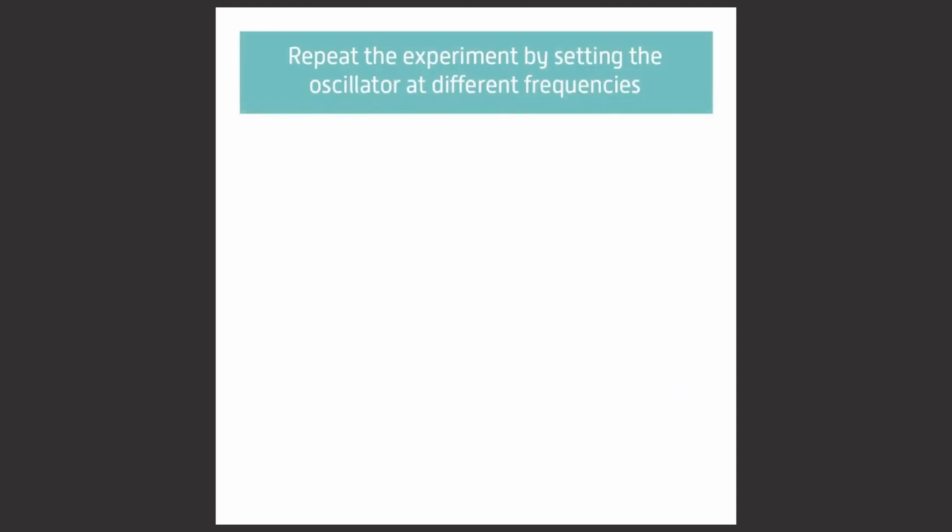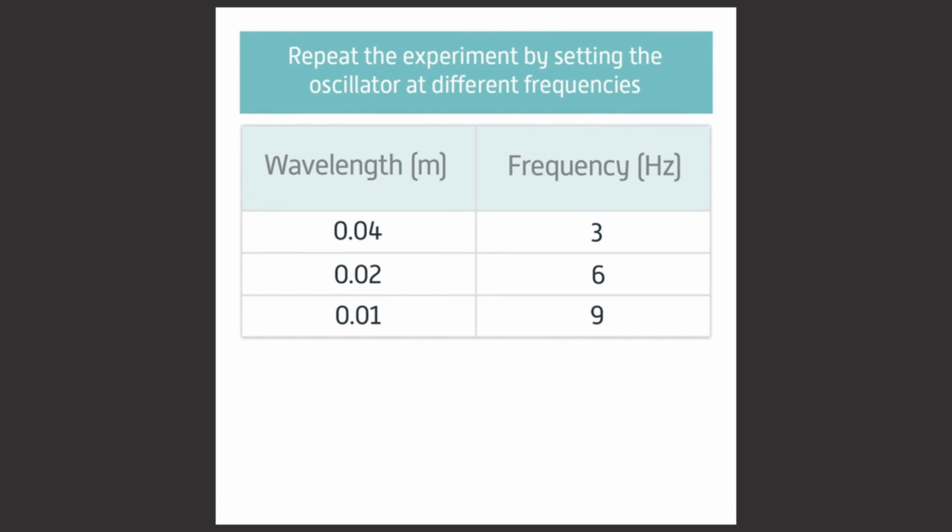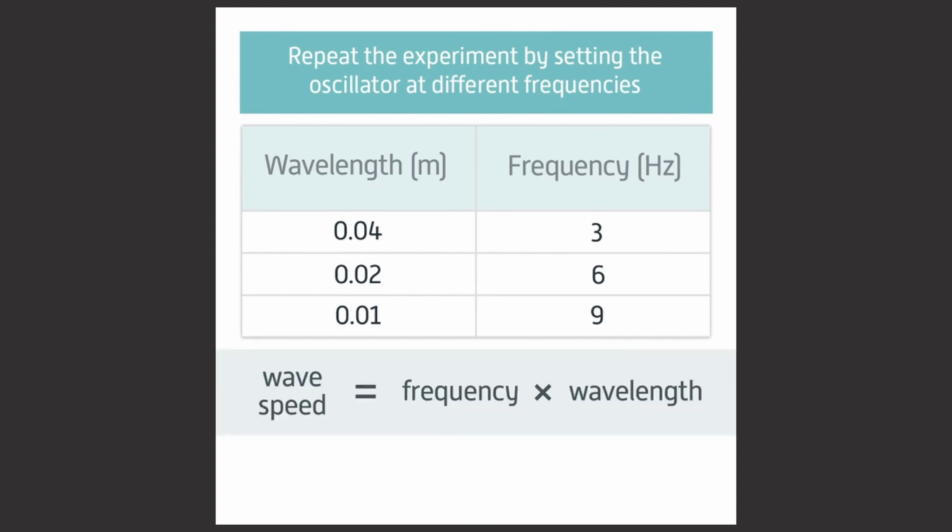Repeat the experiment by setting the oscillator at different frequencies. Make a note of the results you have obtained in a table. Now you can calculate the wave speed by using the wave equation for each set of results. Remember that wave speed equals frequency multiplied by wavelength.